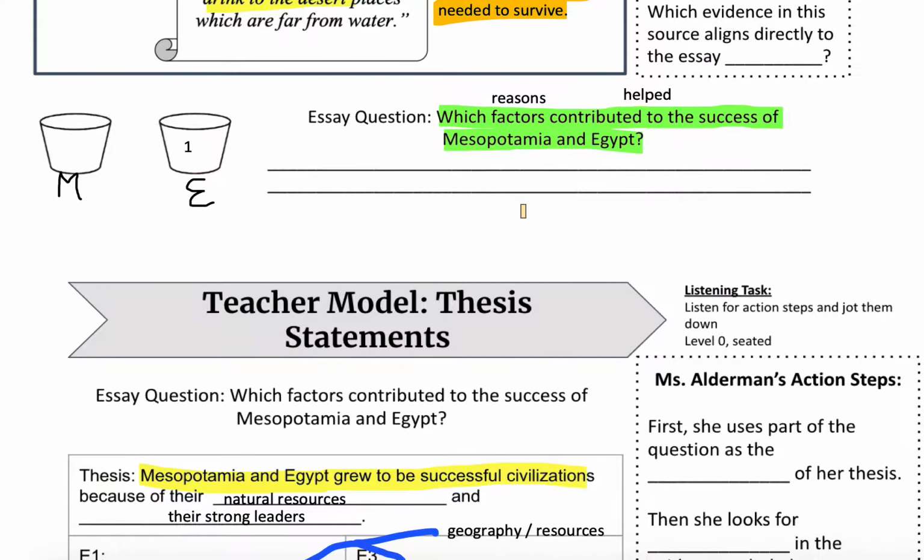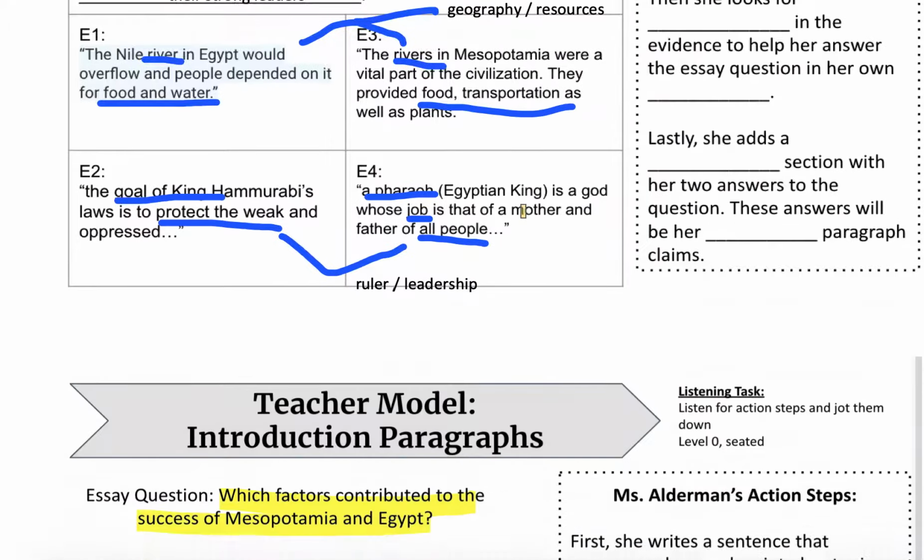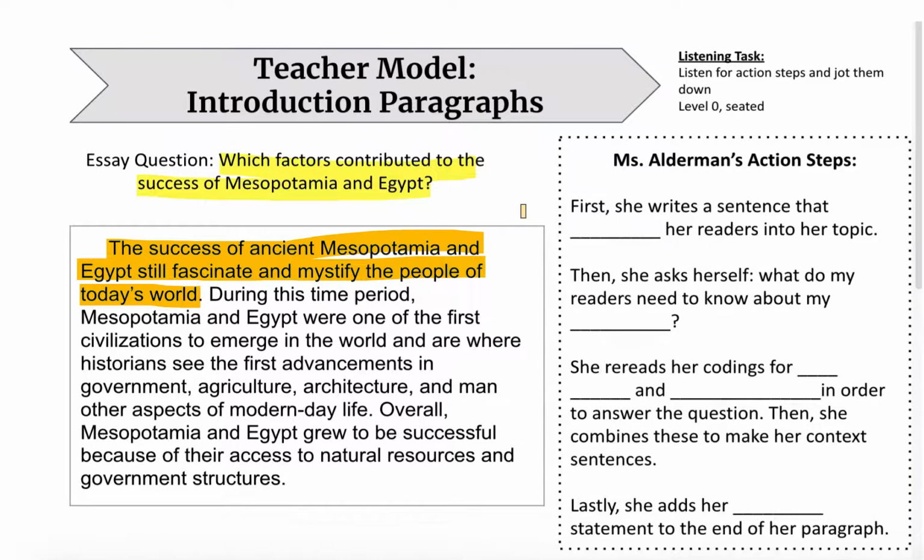I would go through, gather my main ideas and my supporting details, and then combine that into 1 to 3 sentences that just answer that question of what my readers need to know about the topic. So here is what I decided on for my context sentences.